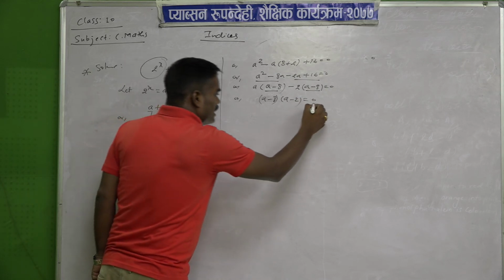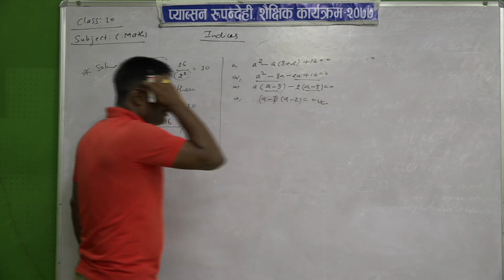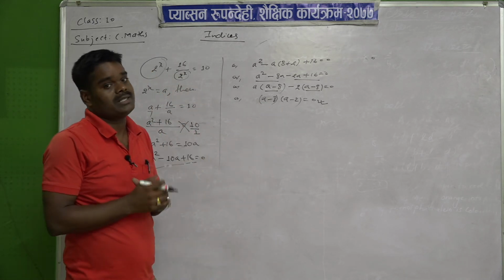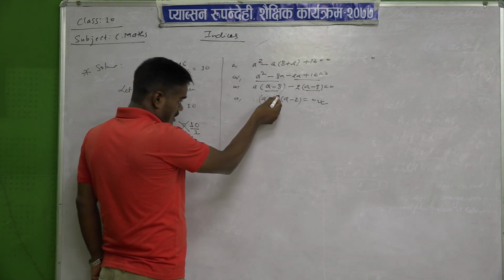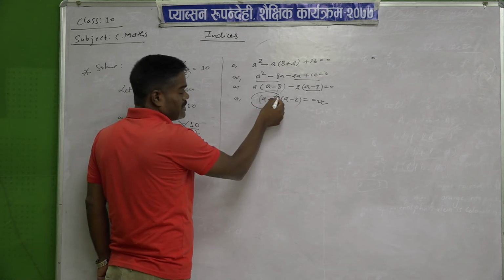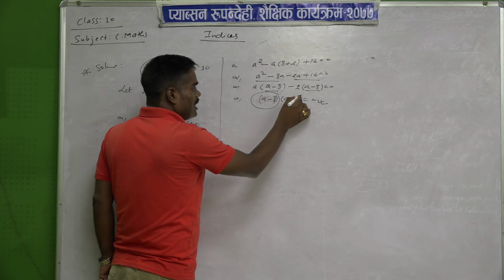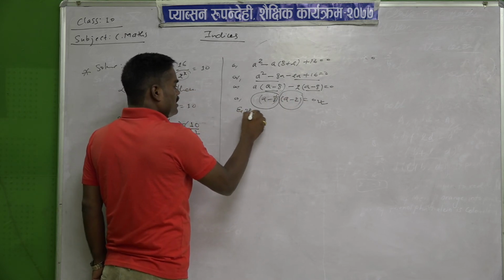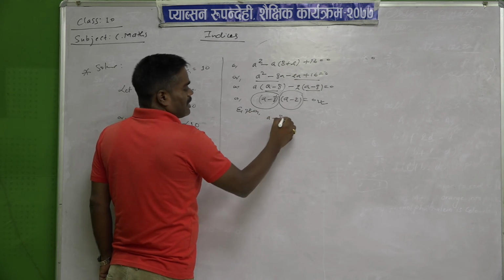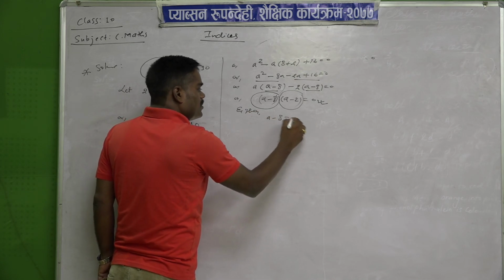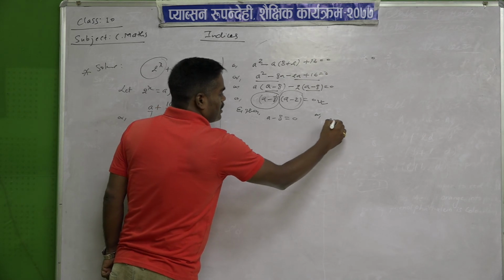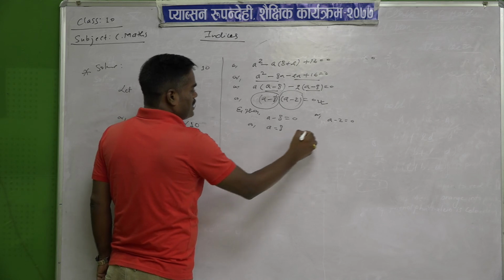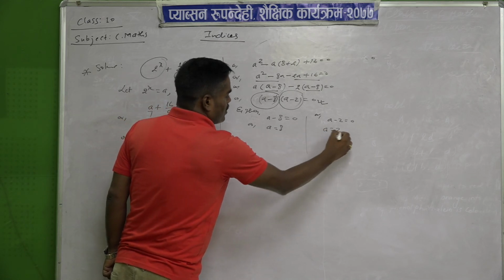It means the left hand side must be 0, since the right hand side is completely 0. Under what condition will it be 0? If the value of one factor is 0, then 0 into the other means 0. That's why we have to equate with 0. So either a minus 8 equal to 0 or a minus 2 equal to 0. So a equal to 8, a equal to 2.